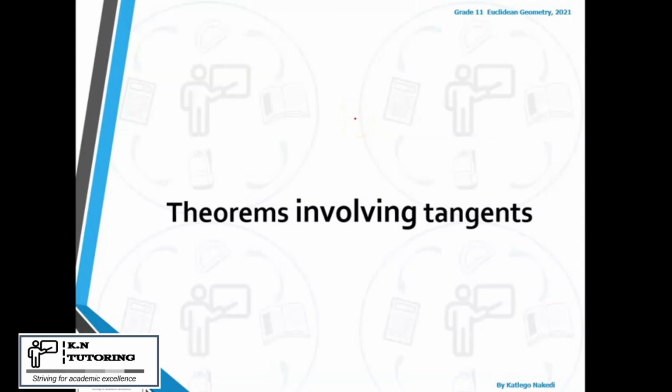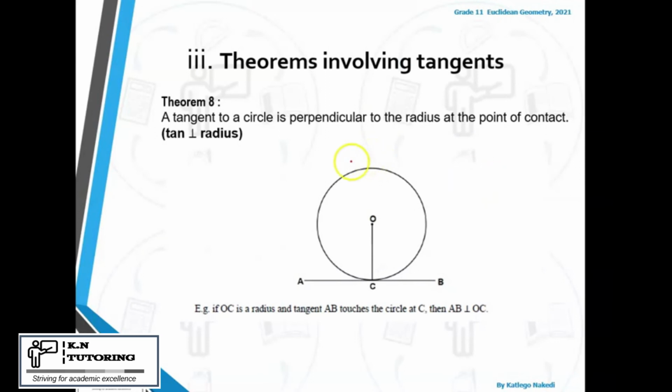Okay, moving over to the category of tangents, we'll start with theorem number 8. Now we are dealing with tangents. A tangent, and I believe you know what a tangent is, is a line that touches the circumference of a circle at one point. Again, that was also covered in the first lesson of this Euclidean Geometry series.